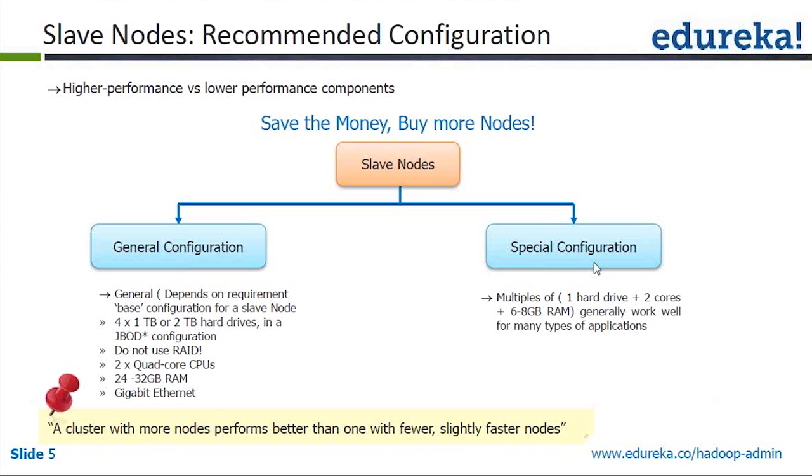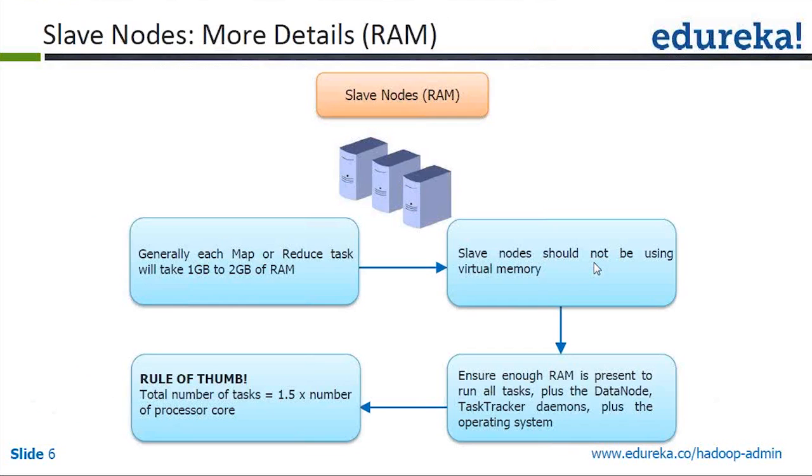So guys, it totally depends on your choice. A cluster with more nodes performs better than one with a few slightly faster nodes. So it is better to have more nodes than a smaller quantity of nodes with better performance. Since the major intention is to do processing, the speed of the processor does matter, but it doesn't matter in the long run or in the processing of very big files.